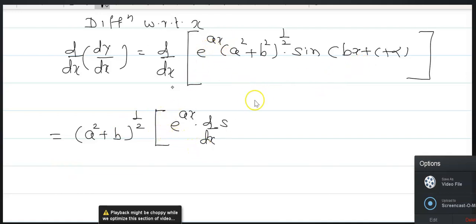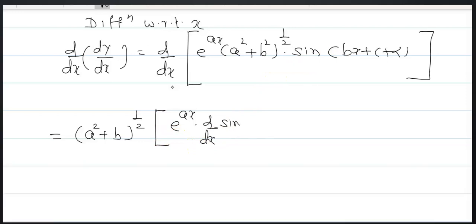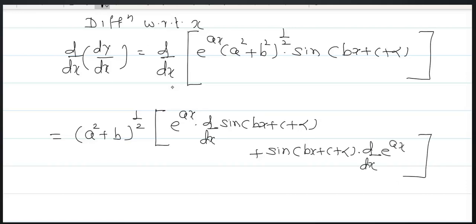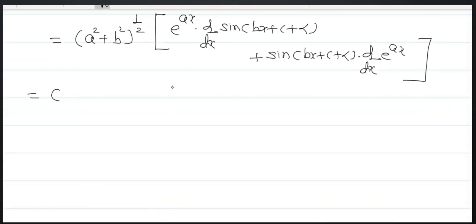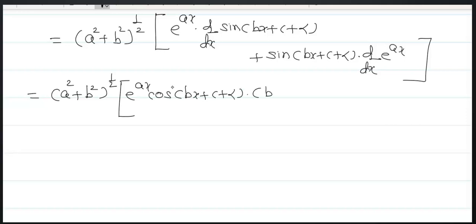Keep this e raised to x as it is and take the derivative of sine of bx plus c plus alpha, plus sine of bx plus c plus alpha into d/dx of e raised to x. And that is a square plus b square to the power 1 upon 2, e raised to x. What is the derivative of sine of bx plus c plus alpha? It is cos of bx plus c plus alpha into d/dx of bx plus c plus alpha, which is b, plus sine of bx plus c plus alpha into the derivative of e raised to x. The derivative of e raised to x is e raised to x into d/dx of x.